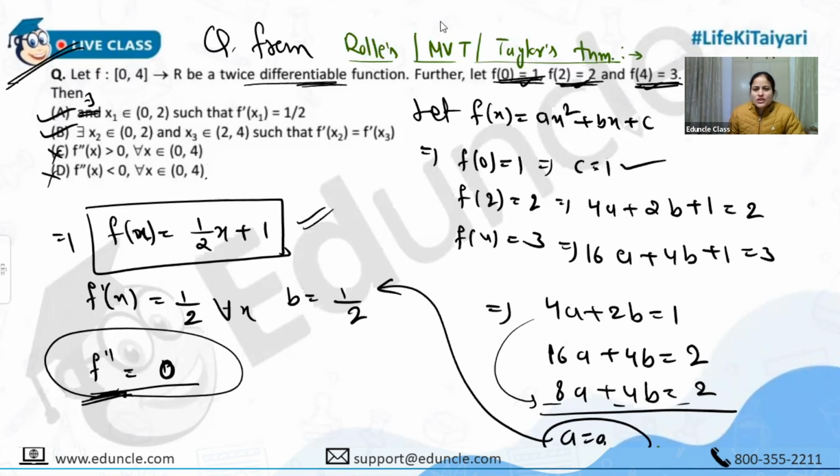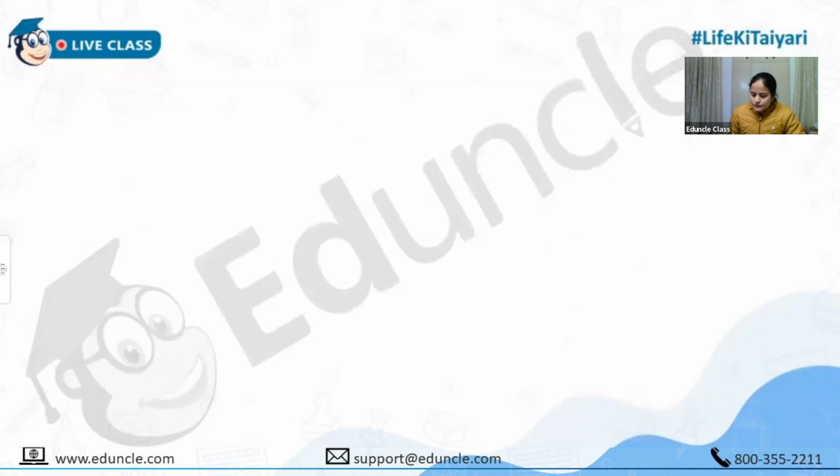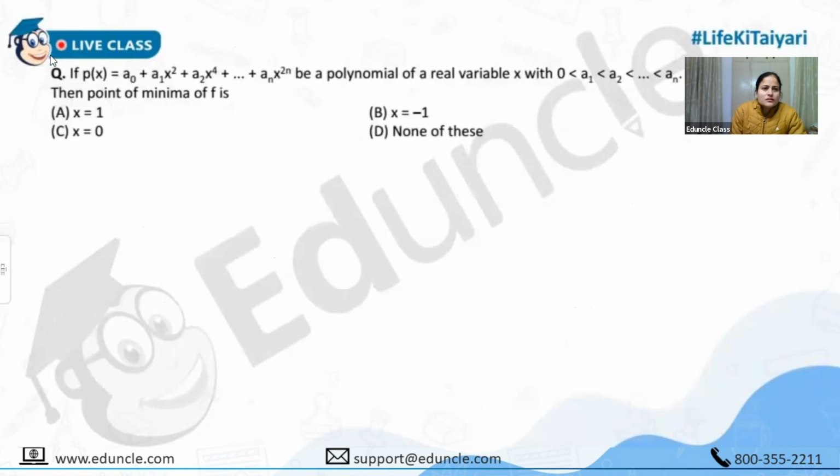ठीक है, चलिए तो आगे बढ़ते हैं. चलिए, okay. Next problem is this. Actually we have some questions from Maxima Minima also यहाँ पर. ठीक है.